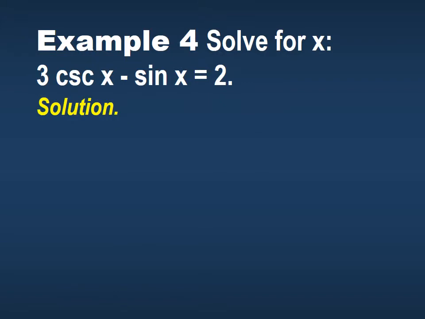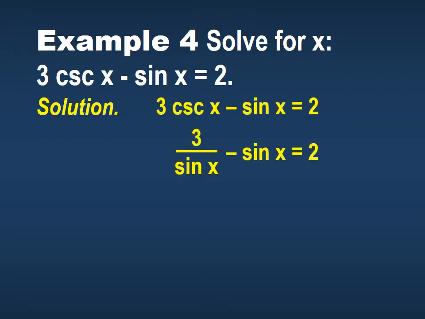All right, so this one, solve for x. 3 cosecant x minus sine x equals 2. So cosecant, remember, is the reciprocal of sine, right? So 3 cosecant x is the same as saying 3 over sine of x, because cosecant is reciprocal. So now that I have 3 over sine x minus sine x equals 2, I'm going to multiply the entire equation by sine x, eliminating my denominator.